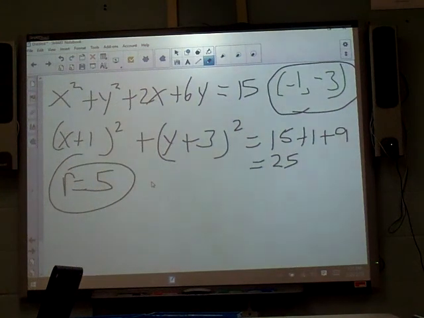Not a ton of problems like that, but you do need to be reminded of stuff like that every now and then. Alright, I got a couple of ellipse problems, but we got to write the ellipse equation.